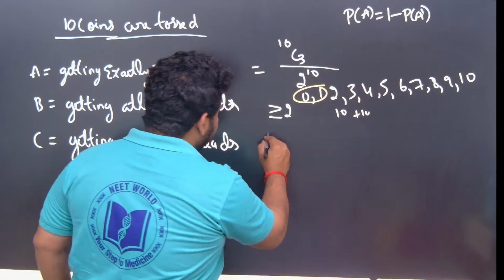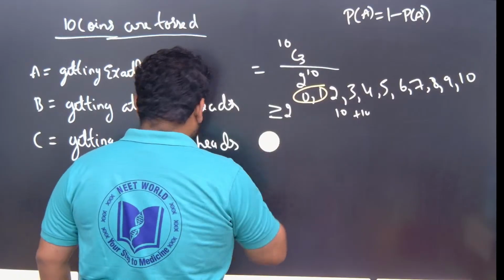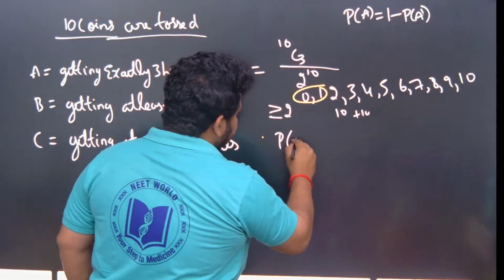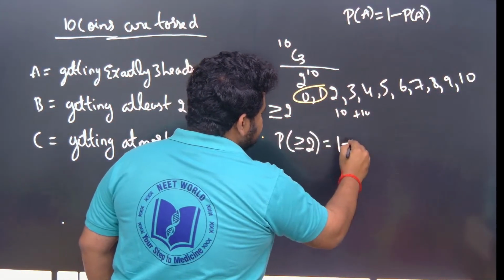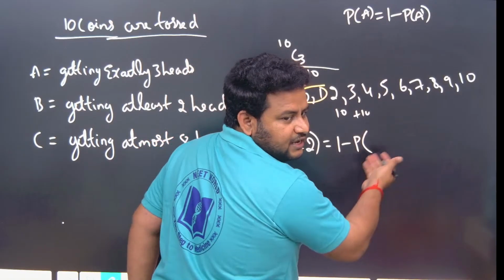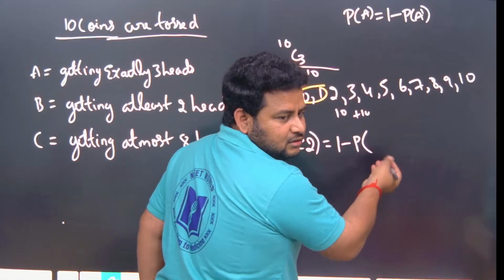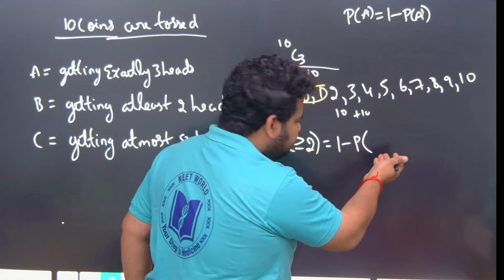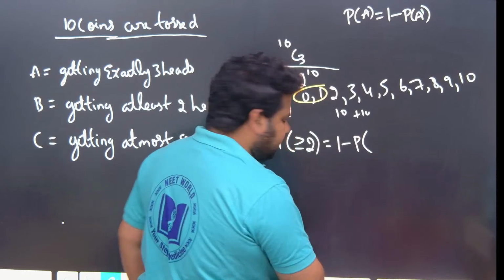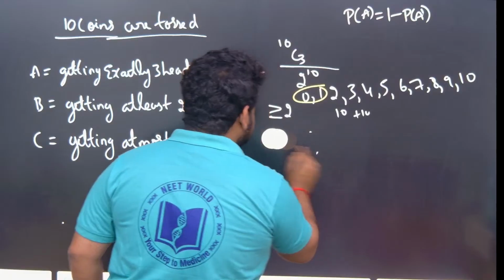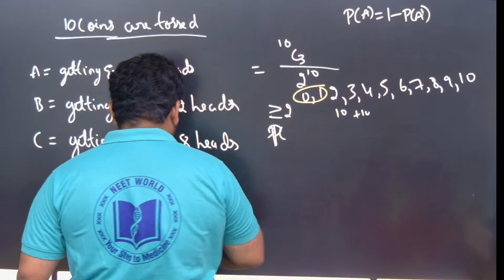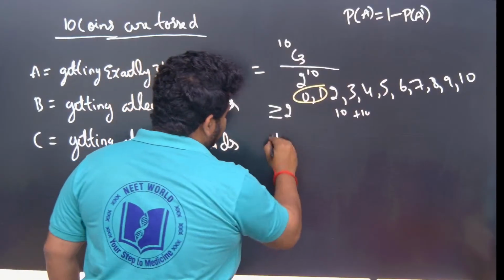Probability of getting greater than or equal to 2 is 1 minus probability of getting at most 1. At most 2 you should not take, at most 1 you can take, that is 0 and 1. Otherwise, let this event be B. Probability of B is getting at least 2, correct?